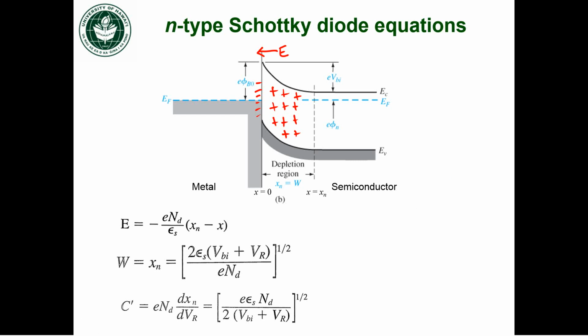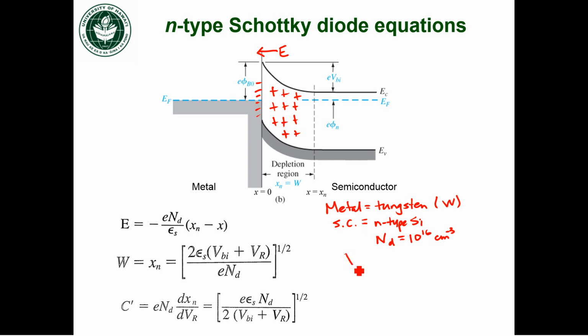Let's do an example. Okay, so let's say that I had a Schottky diode. So I'll have a metal, and let's say the metal is tungsten. And I have a semiconductor. Let's say the semiconductor is N-type silicon. And I will dope that silicon with a doping concentration of 10 to the 16th donors per cubic centimeter.